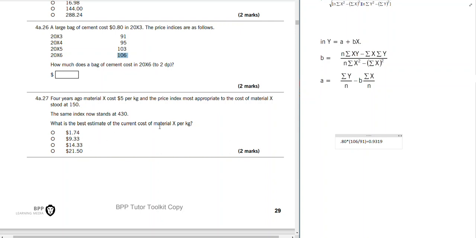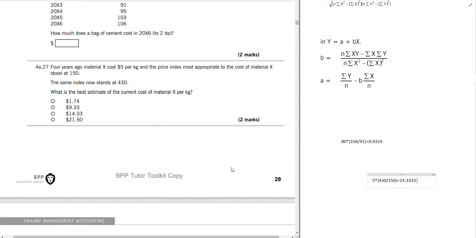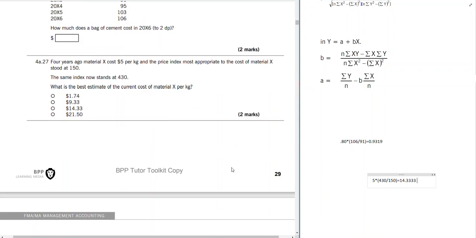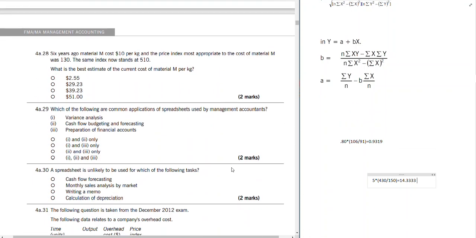What is the best estimate for the current cost of material X per kg? 4 years ago, material X cost 5 per kg and the price index most appropriate to the cost of material X stood at 150. Now it is 430. So 5 multiplied by 430 divided by 150 is 14.33. What is the best estimate of the current cost of material per kg? I will leave that to you.